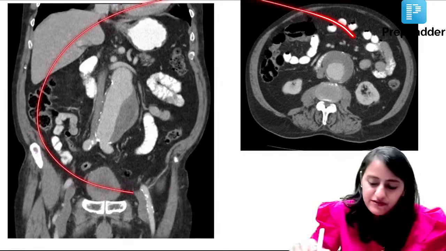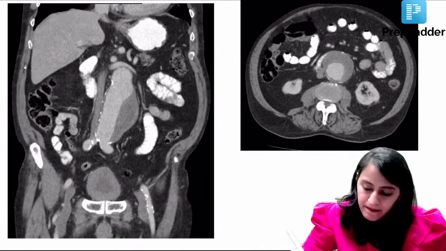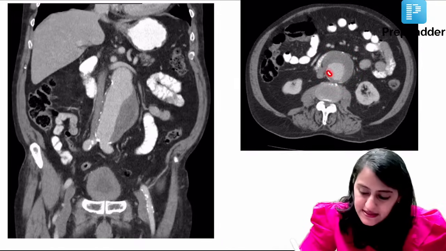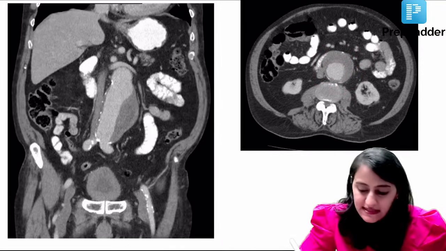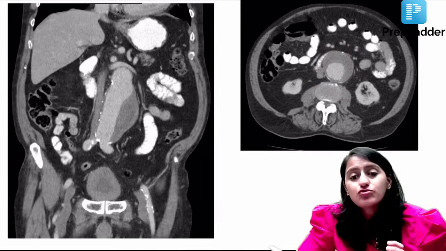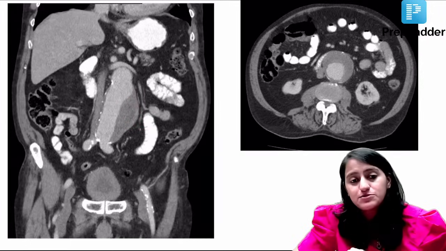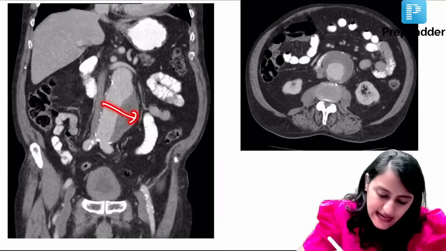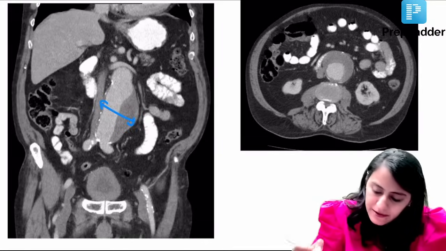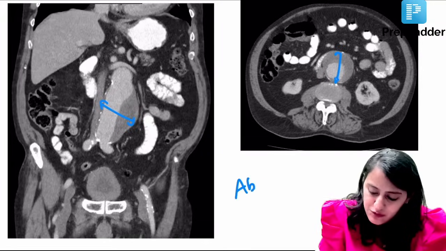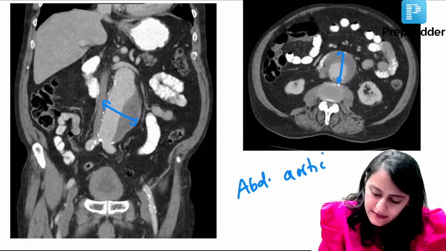Look at this of the same patient. This is the abdominal aorta, which is dilated. This is the lumen with the contrast, and surrounding that is the thrombus or the hemorrhage. You can see this white hyperdense hemorrhage as well. So this is the dilated aorta. This is abdominal aortic aneurysm.